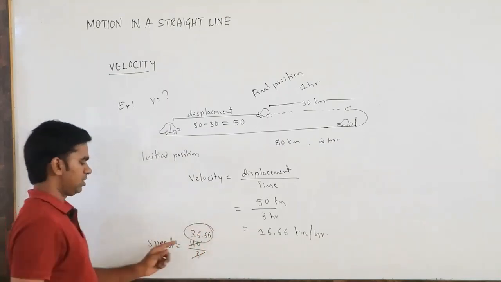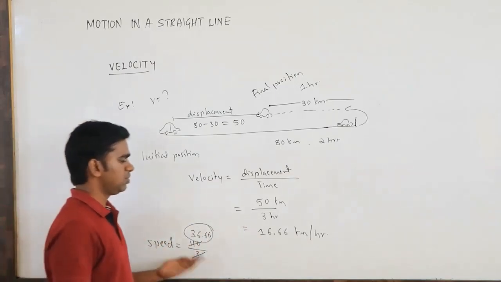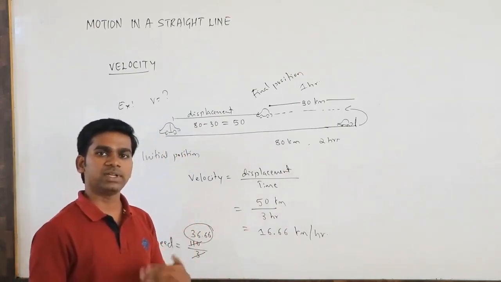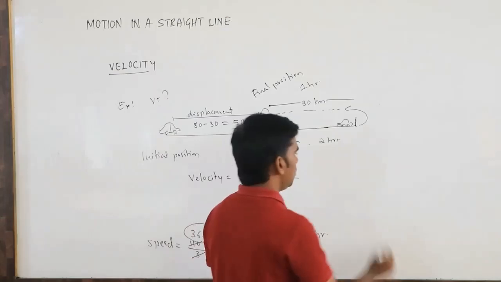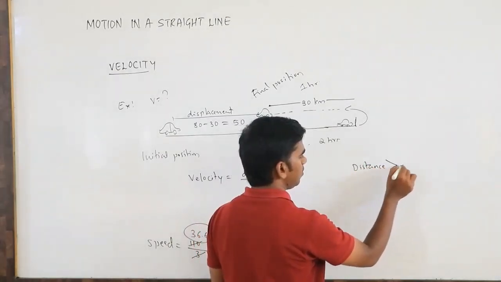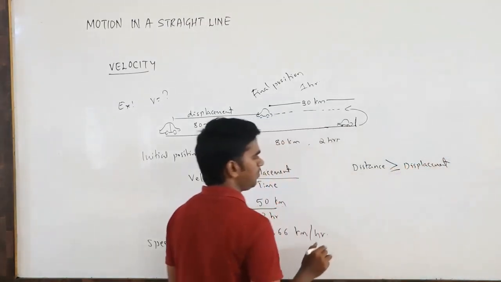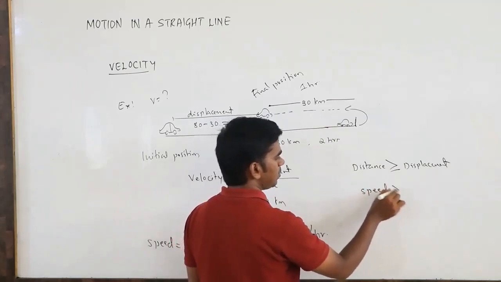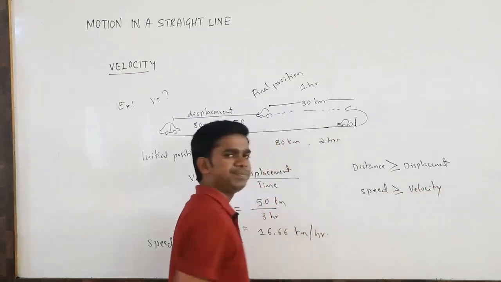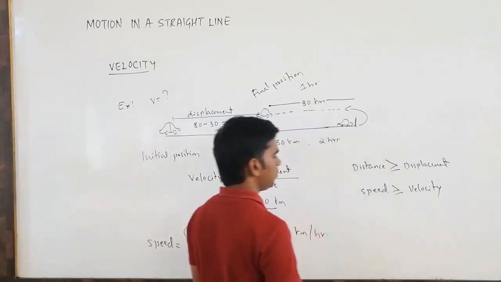So distance, what, your speed is more than your velocity. Remember, most of the time speed is going to be more than velocity, because distance is always greater than or equal to displacement. We know that distance is always greater than or equal to displacement. So that is why speed is also always greater than or equal to velocity. Or velocity is always less than or equal to speed.